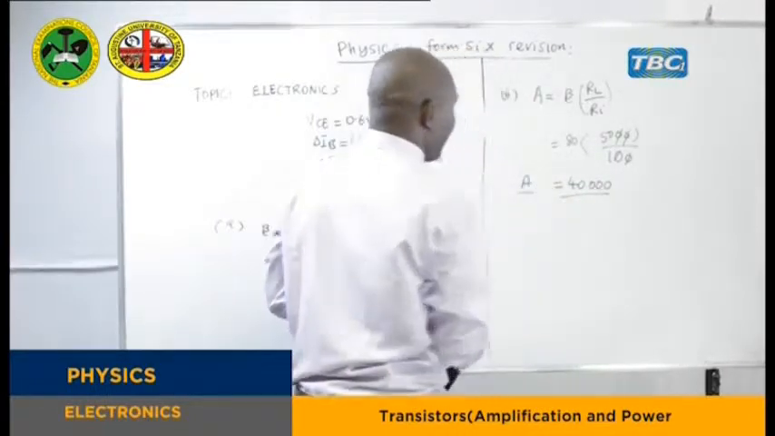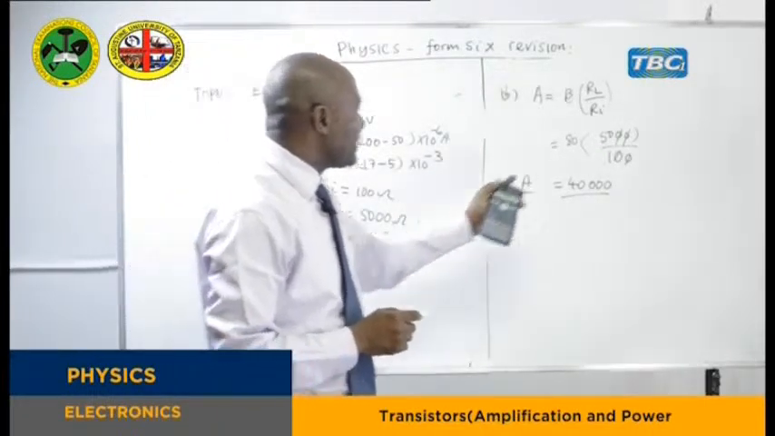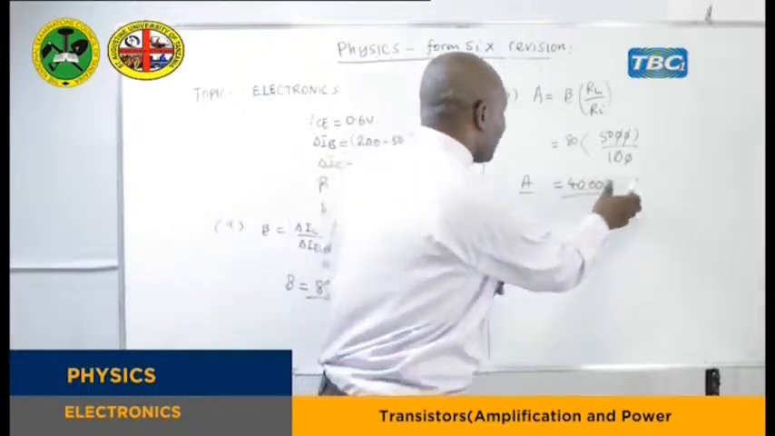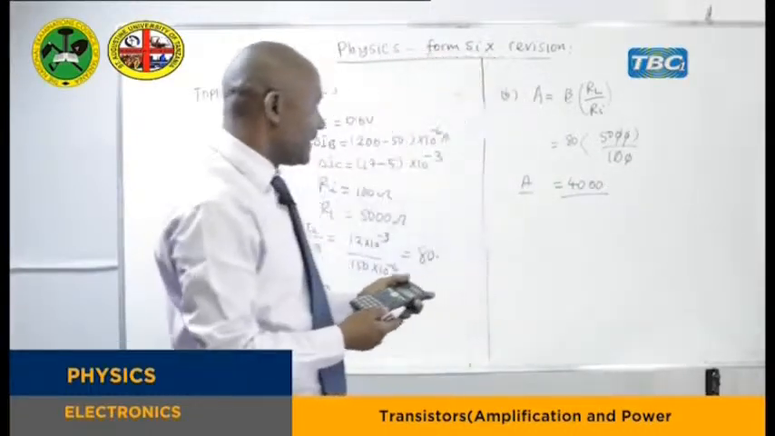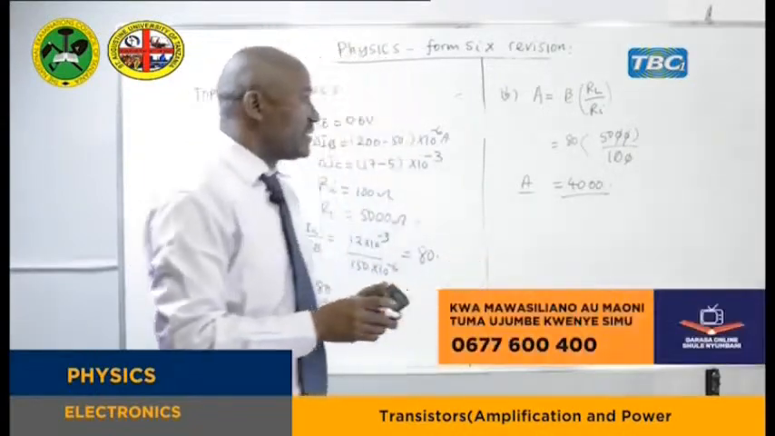This is the voltage gain. Two zeros we cancel out, and then you have 40, and then you add 2 zeros. It's 4,000. So that's how you can find the voltage gain.